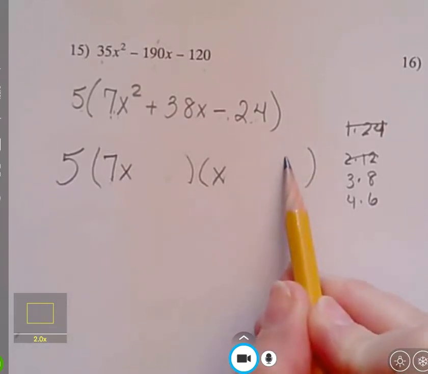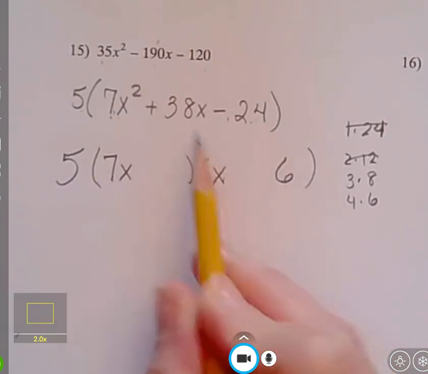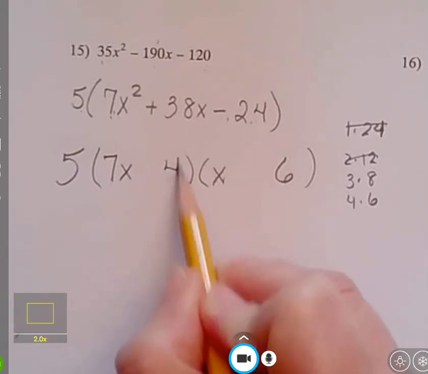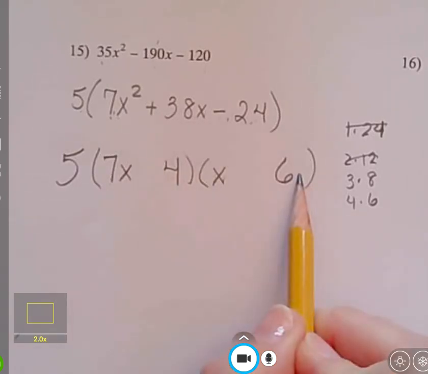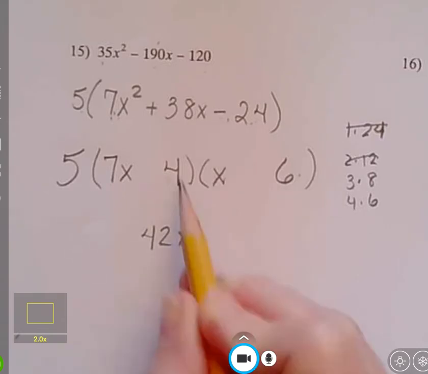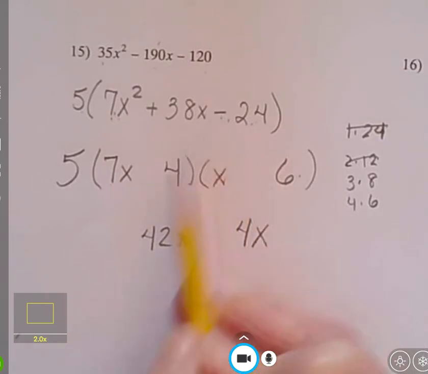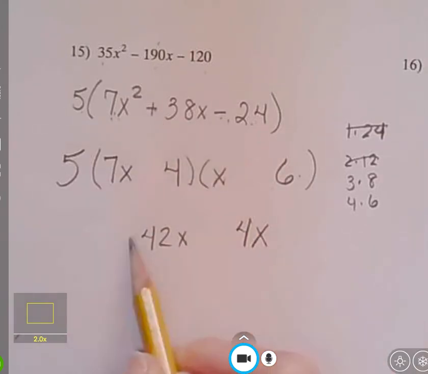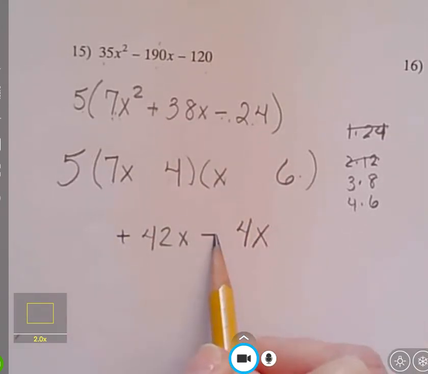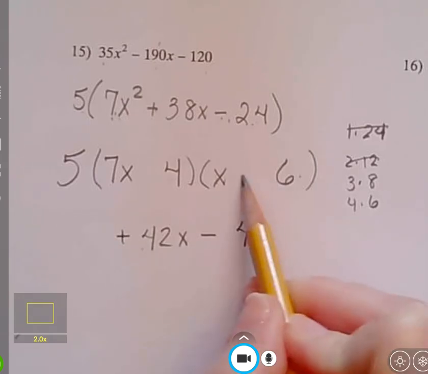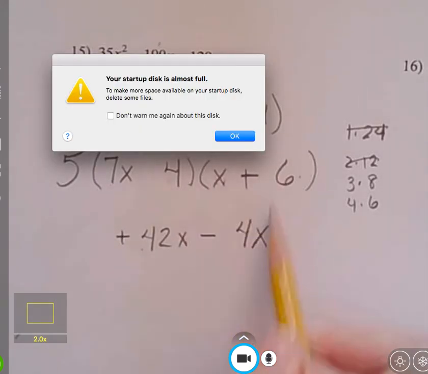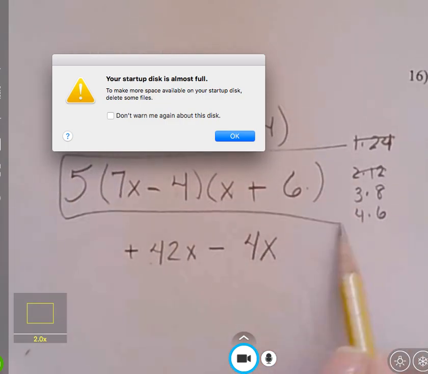7 times 6 is 42. Well, that's good. 42 and 4. So this is 42x, and that is 4x, and I need to subtract them. That means one of each sign, and I want a positive 38, plus and minus. So when I multiply to get the 42, that's where the plus goes. And when I multiply to get this, that's where the minus goes. Hope that worked for you.